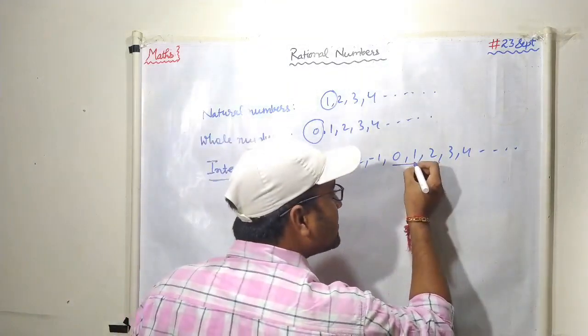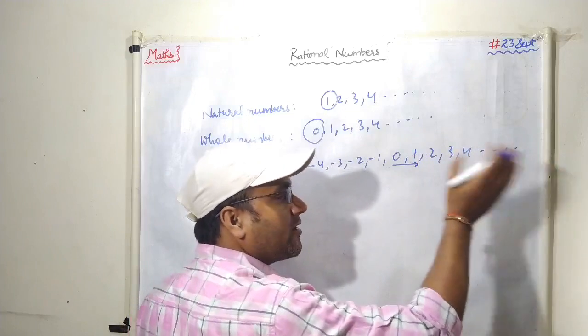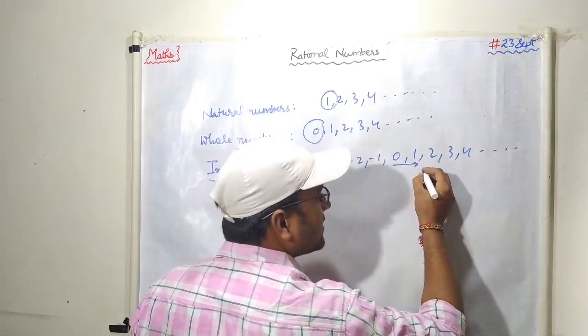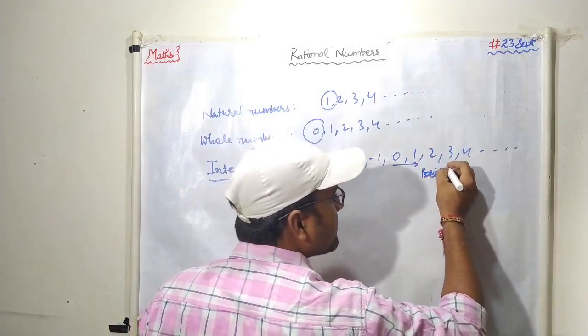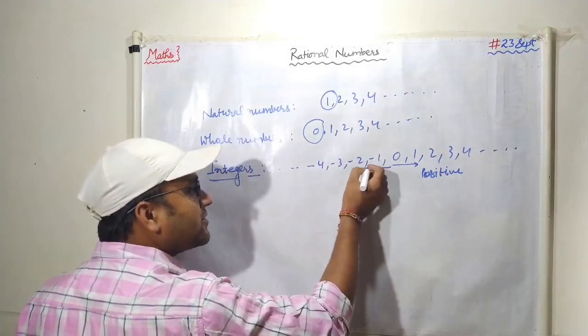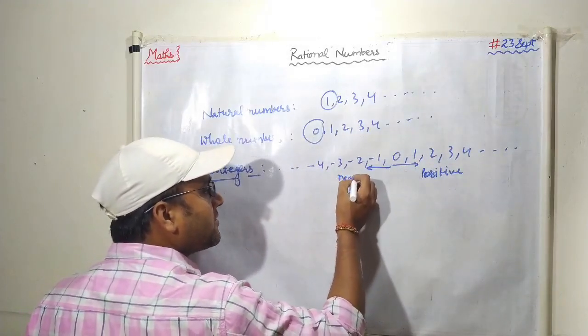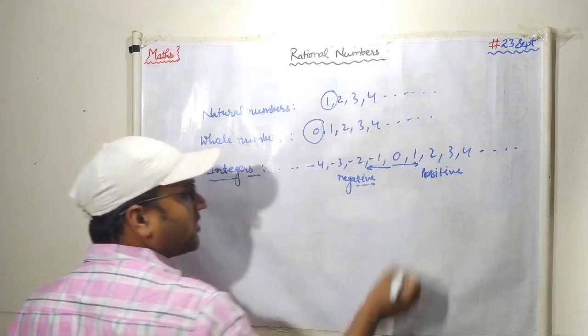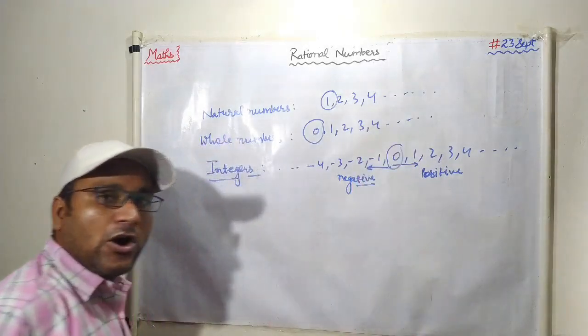The right side of 0, that is 1, 2, 3, 4, is called positive integers. The left side of 0 is called negative integers. And 0 is neither positive nor negative.